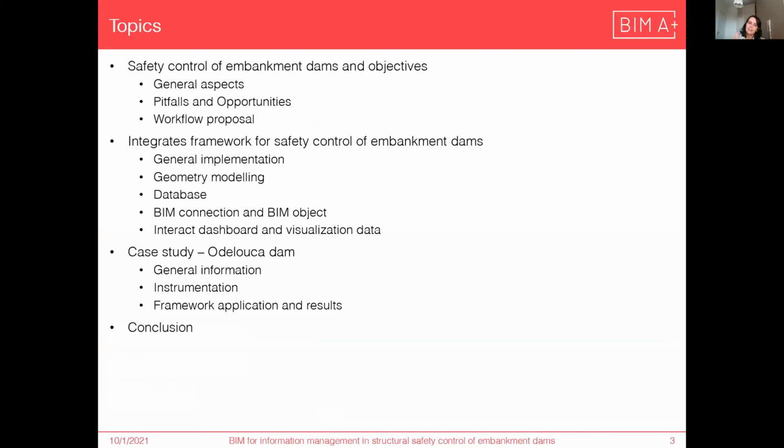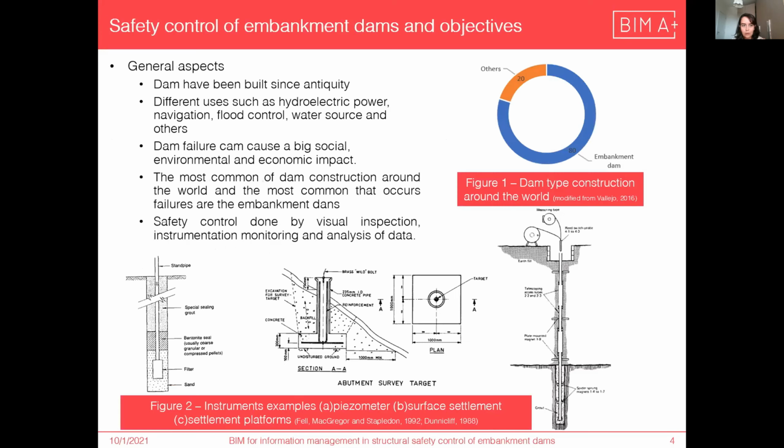This presentation has 5 topics. The first one is general information, with some pitfalls and opportunities that we identified, and the workflow for this work. In the second one, we present a workflow too, but the computational workflow, with some details about the implementation. The third part is the application of this workflow in a case study in existing embankment dams. And finally, the main conclusions.